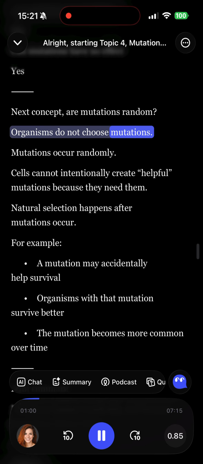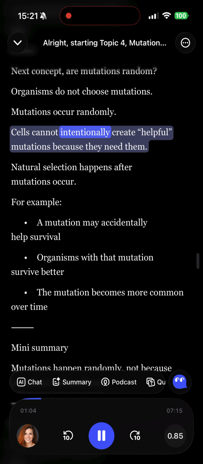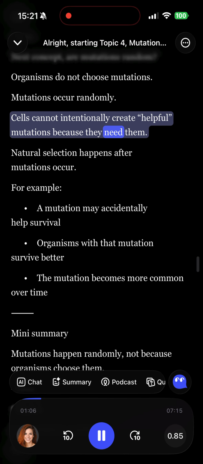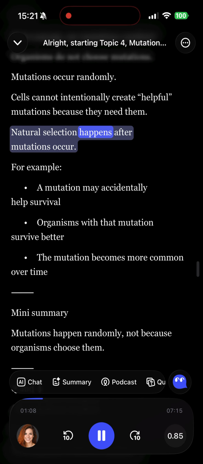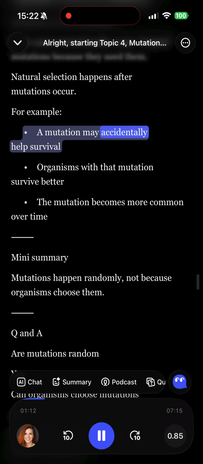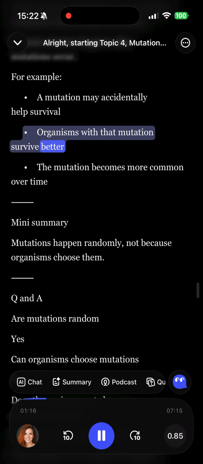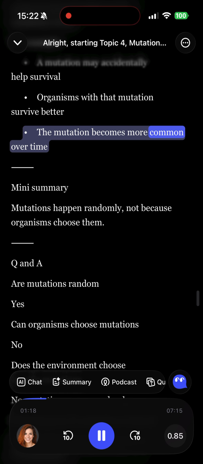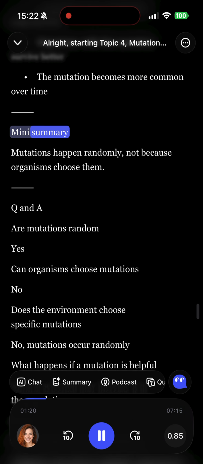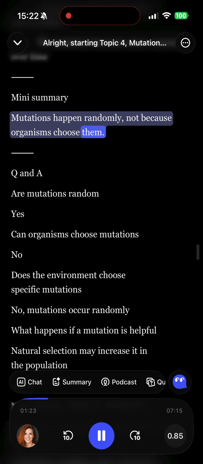Next concept, are mutations random? Organisms do not choose mutations. Mutations occur randomly. Cells cannot intentionally create helpful mutations because they need them. Natural selection happens after mutations occur. For example, a mutation may accidentally help survival. Organisms with that mutation survive better, and the mutation becomes more common over time. Mini summary. Mutations happen randomly, not because organisms choose them.